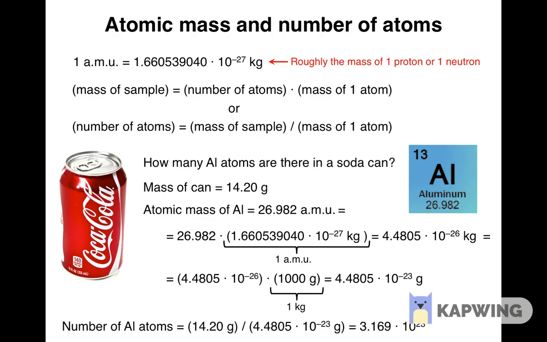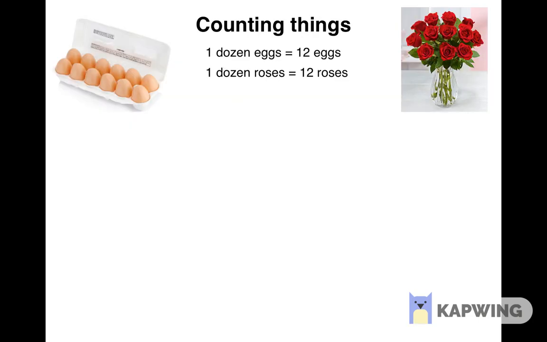This number is very large. We often count eggs or roses by the dozen, right? Doing that allows us to reduce the numbers that we state.